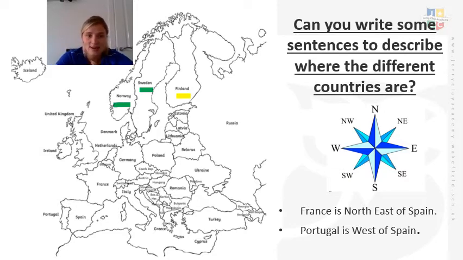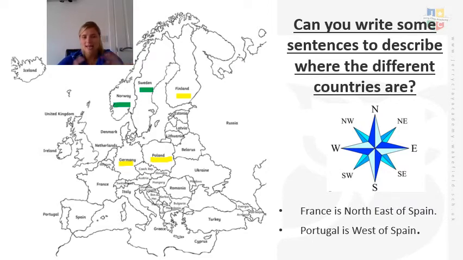I might then also add some extra information to my sentence, and I might say Sweden is east of Norway, west of Finland, and north of Germany and Poland. So you can see that I'm starting to develop my sentence. So I would like you to have a go now at writing some sentences.